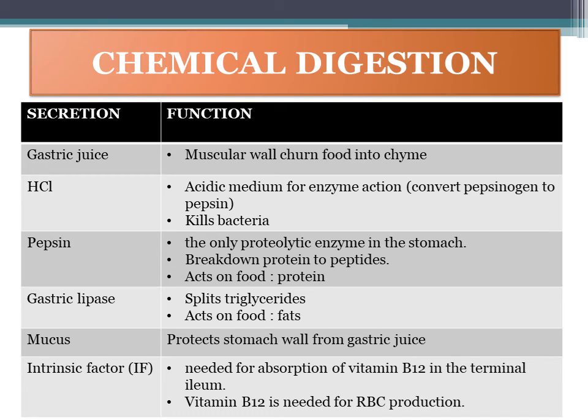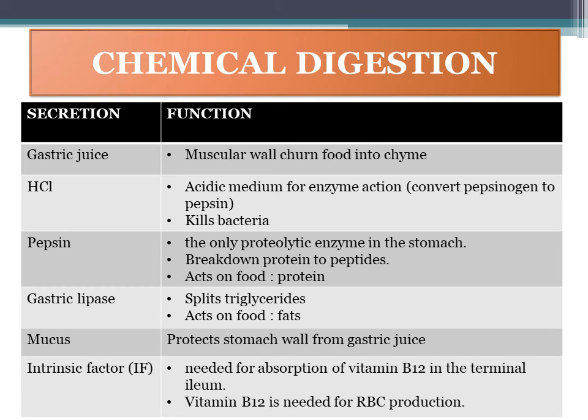Gastric juice is highly acidic because it is rich in hydrochloric acid. As important as the other secretions, hydrochloric acid serves as the acidic medium for enzyme action that converts pepsinogen to pepsin and also kills the bacteria in the stomach.